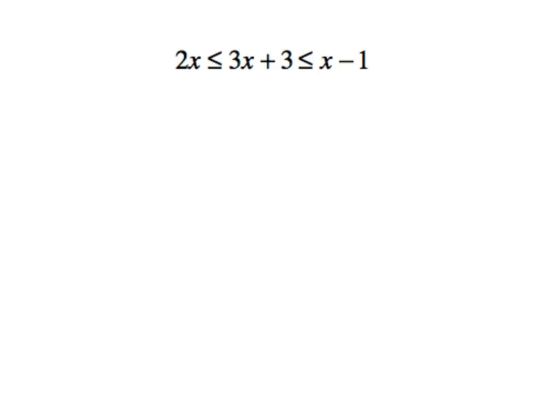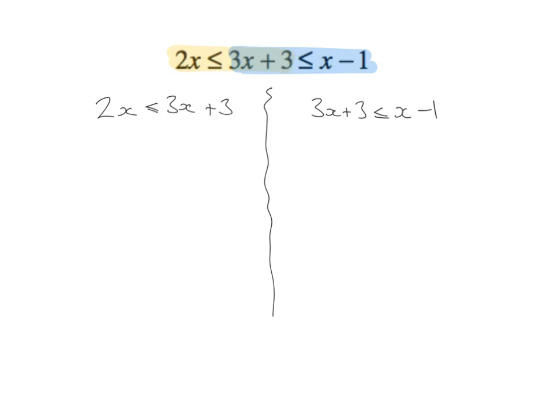So the first thing I'm going to do is take this bit here and turn that into one inequality. So I'm going to say that 2x is less than or equal to 3x plus 3. And then I'm going to take the right hand side, so this bit here, and write that as another inequality. So I can say that 3x plus 3 is less than or equal to x minus 1. And I'm always going to draw a little line down there and treat them separately all the way down.